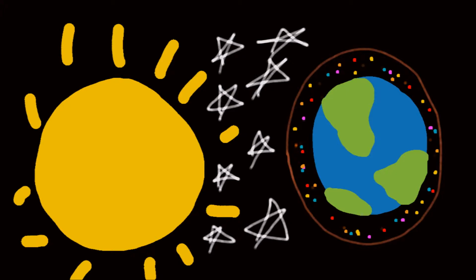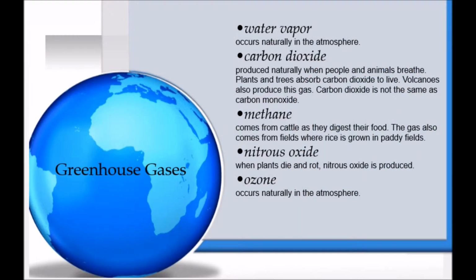The gases that escape into space are called greenhouse gases, and they are very important. These gases include water vapor, which occurs naturally in the atmosphere, and carbon dioxide, which is produced naturally when people and animals breathe. Plants and trees absorb carbon dioxide to live. Volcanoes also produce this gas. Carbon dioxide is not the same as carbon monoxide.